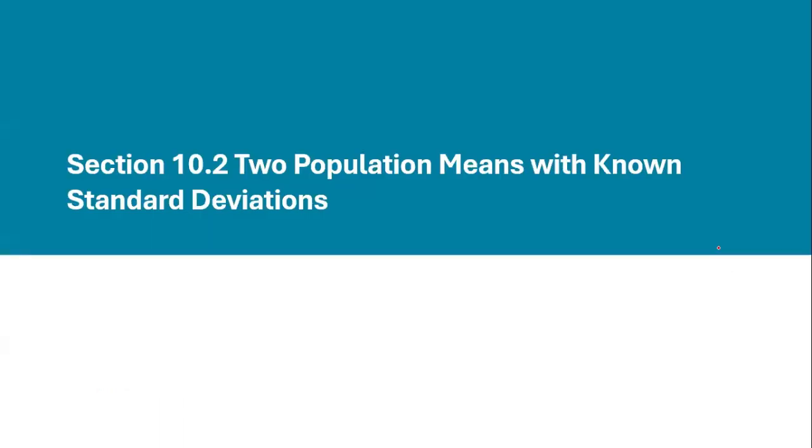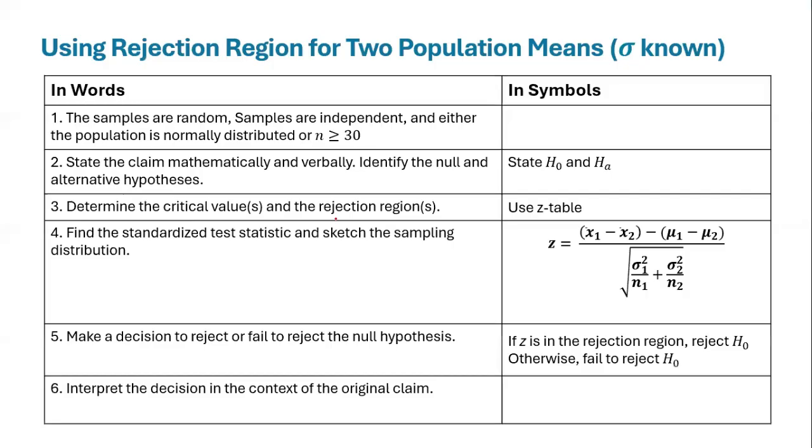In section 10.2, we are going to talk about the hypothesis test for two population means, but this time with known standard deviations. This time we have information about the population standard deviation. If you remember, in this case in chapter 9, we were using the z-test. So we do the same. We are going to use the z-test again because the sigmas are known. Anytime sigmas are known, we use the z-test.